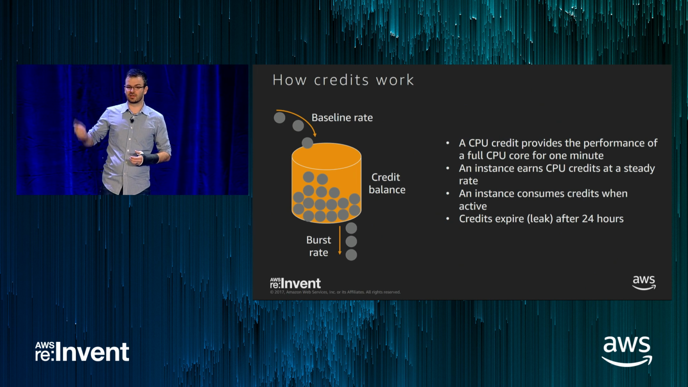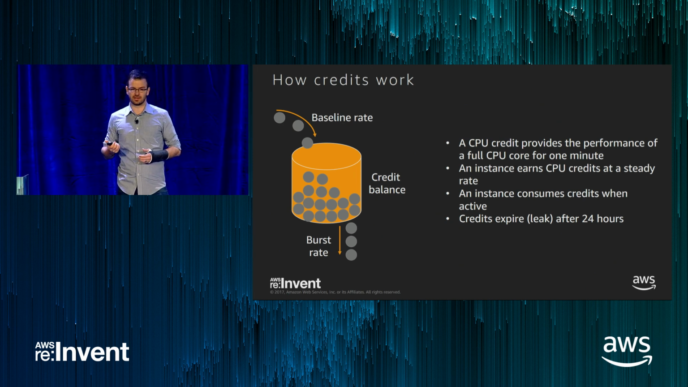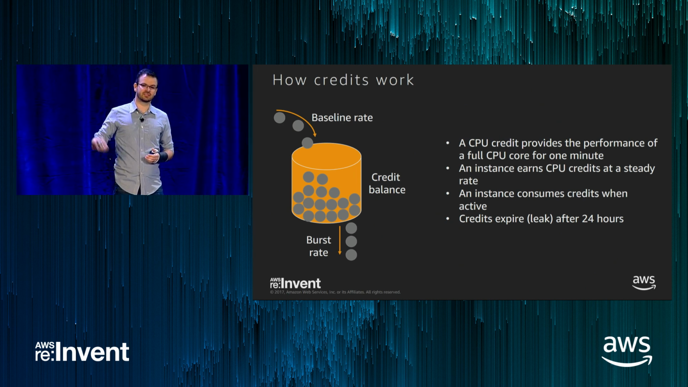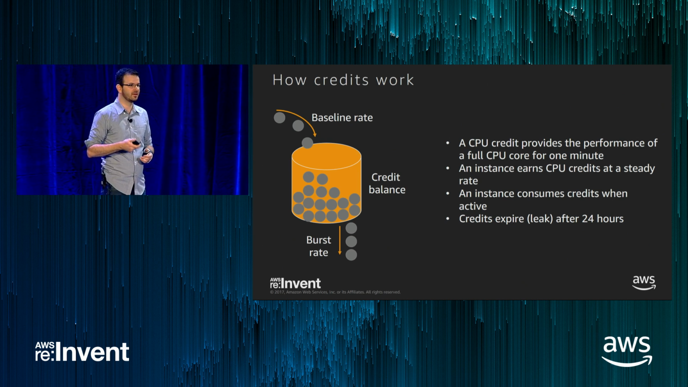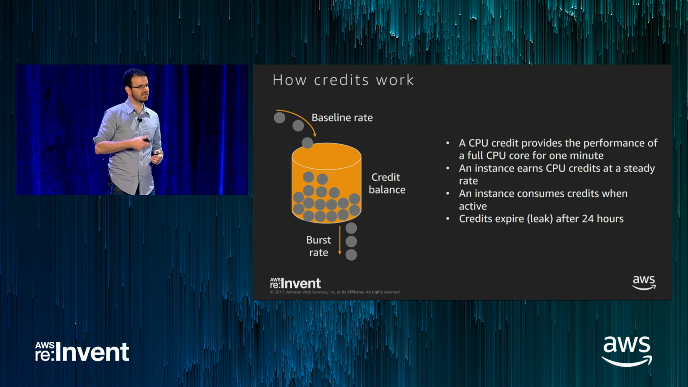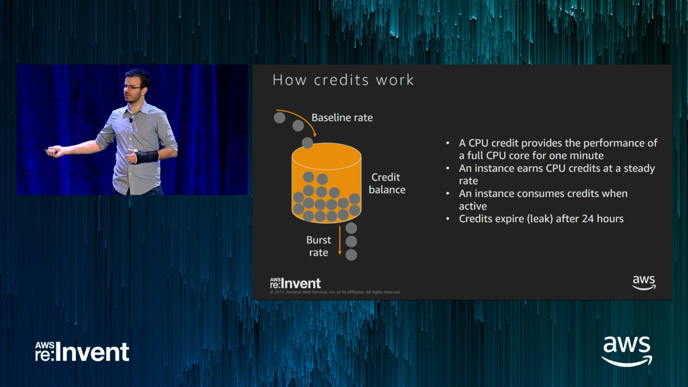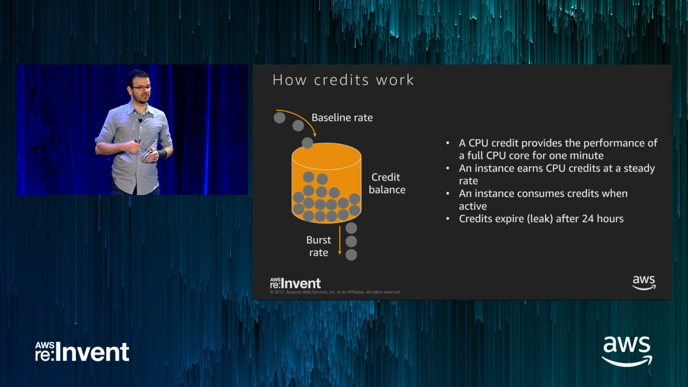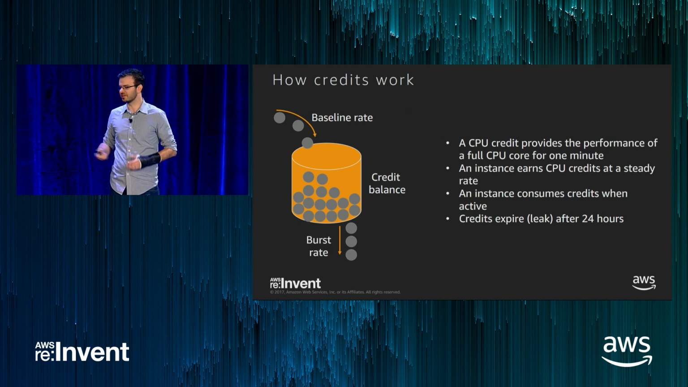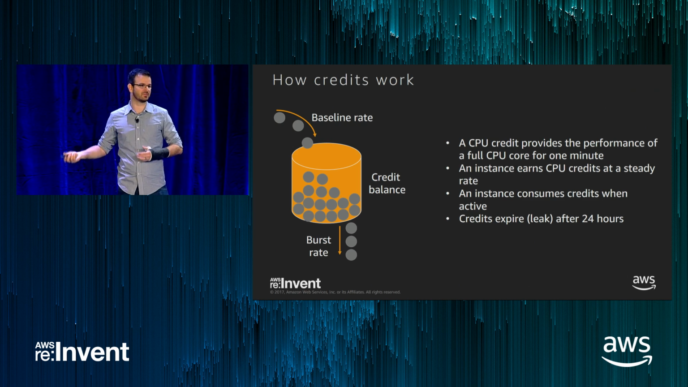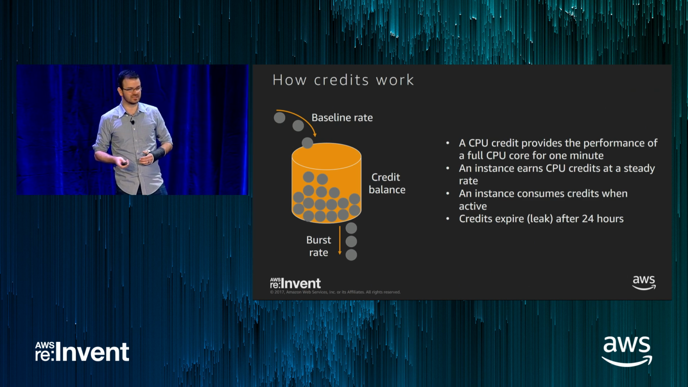Now, when the work idles down and your instance becomes idle, you're going to start earning new credits that go to fill up that bucket. And the rate that you earn those credits is going to vary depending on the size of the instance. So the larger T2 instance you have, the more credits you're going to have that fill you up. Credits are also going to expire out of that bucket after 24 hours if they're unused. So there is a maximum number of credits that you can have per instance size.